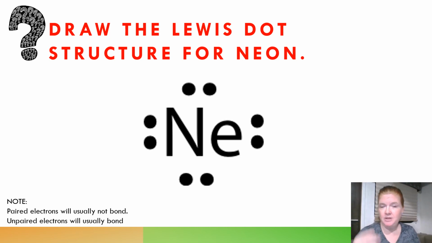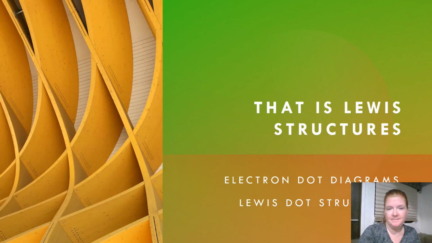8 is the maximum, and you notice all of them are paired, which means neon, a noble gas, does not usually form bonds. And that's it. That's Lewis structures, Lewis dot structures, electron dot diagrams, all the ways we can call it. But hopefully today you learned something new.